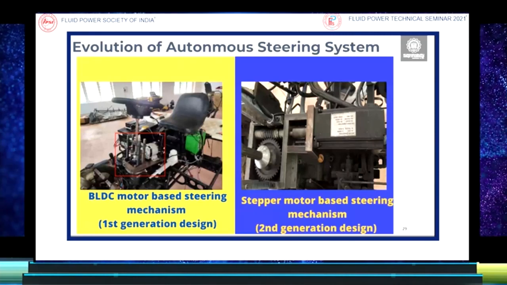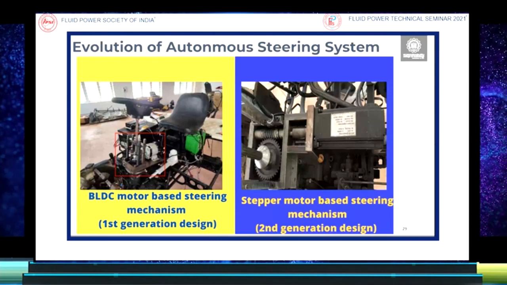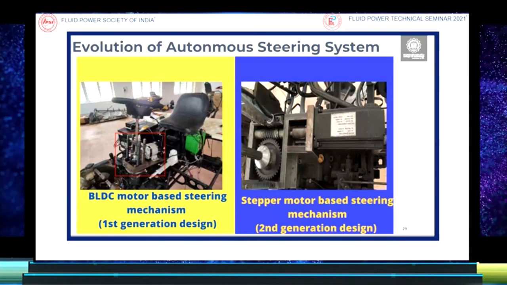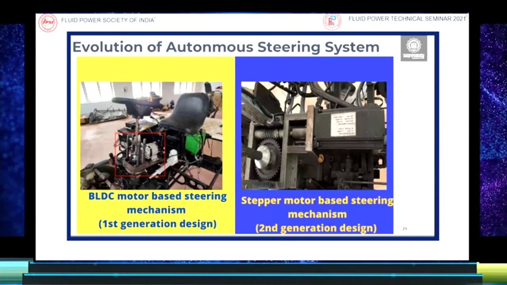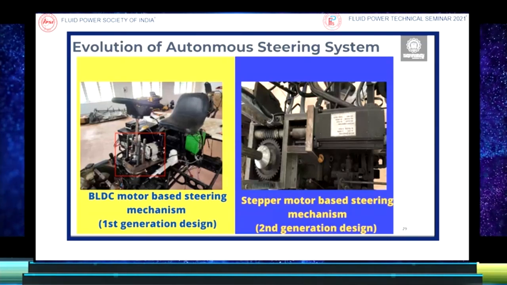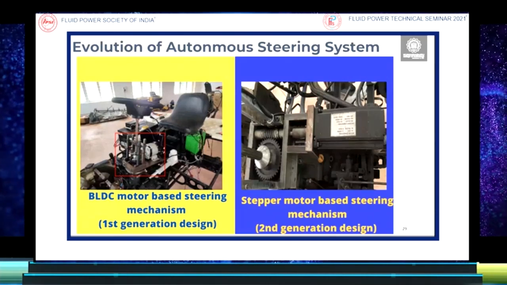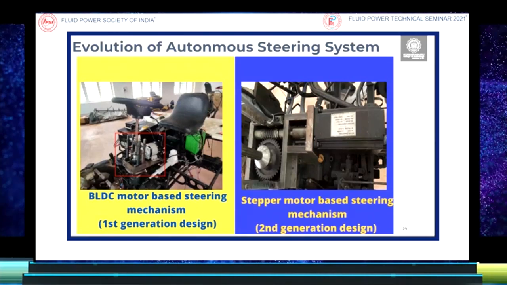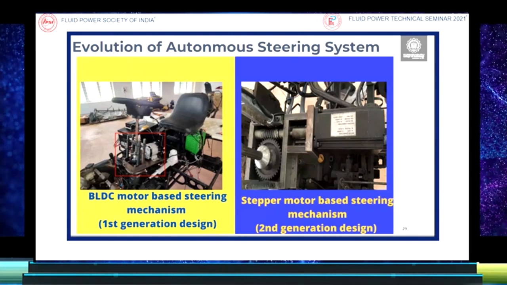The second part, and how we achieved this: the stepper motor based steering is the only mechanism which provides instantaneous speed. It achieves instantaneous speed within less than a minute. That is one option. And second, it also provides sufficient torque so that the gear will not be damaged, as well as the motor. So that is what we tried, and it is working perfectly, the second generation design.